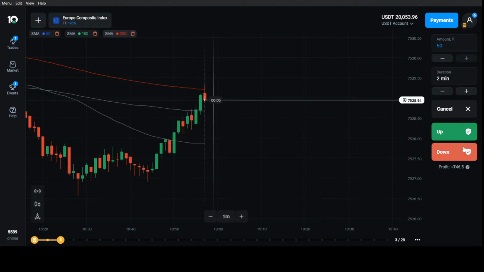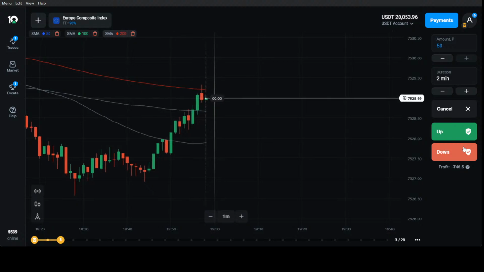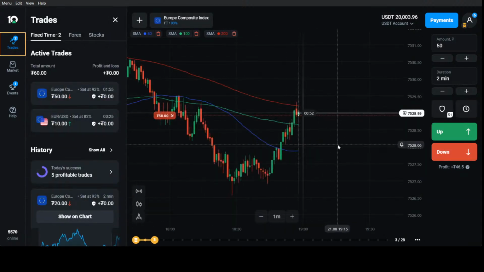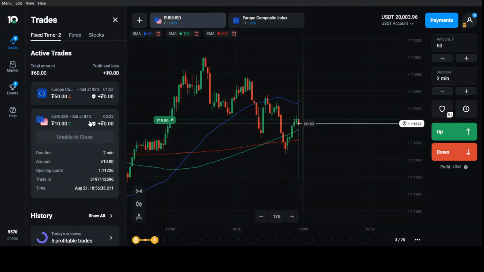Okay, so now we see a down thing coming up. We'll make a down trade. I see a down signal. Let me make a down trade. I do not know whether this will move or fluctuate. I have no idea.